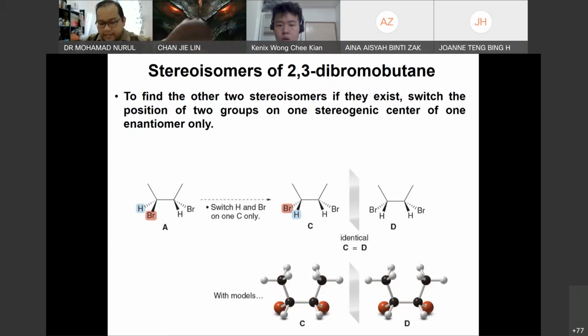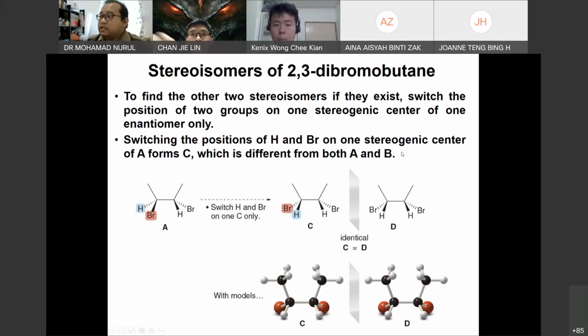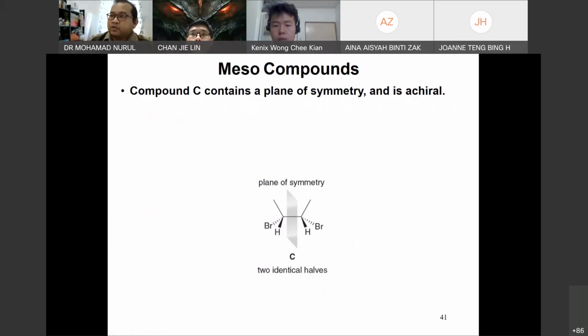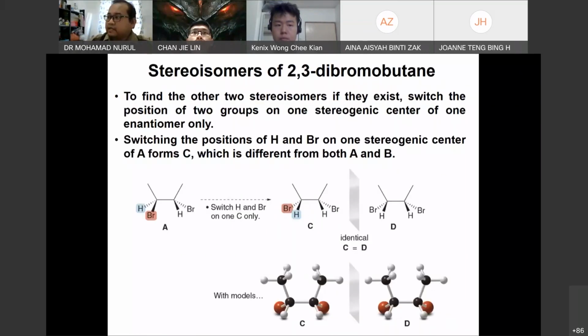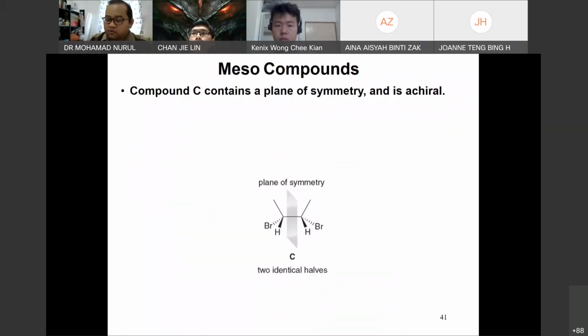So we already also discussed, I gave you a few question tests, a question exercise. So we will discuss tomorrow afternoon, hopefully. So for today, we'll continue regarding these meso compounds. As we know, compound C in the previous slide, compound C and D are identical, and we can conclude that this compound contains the plane of symmetry.